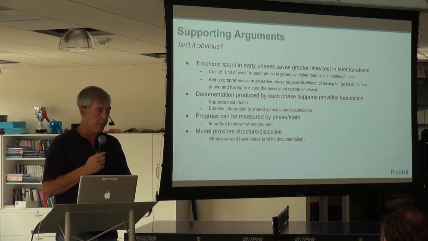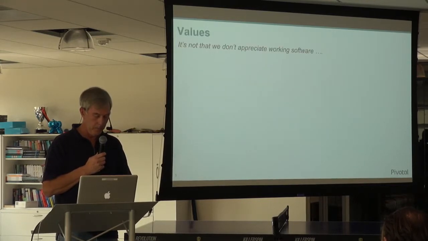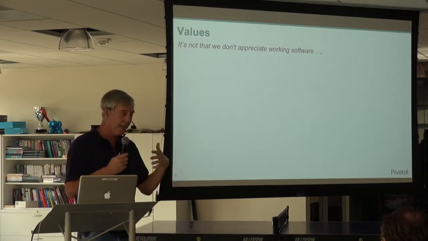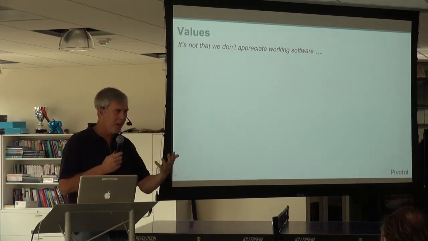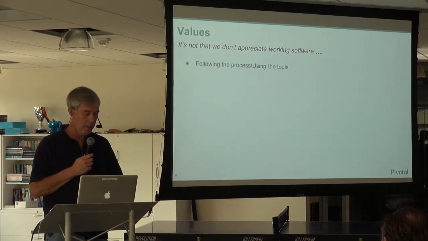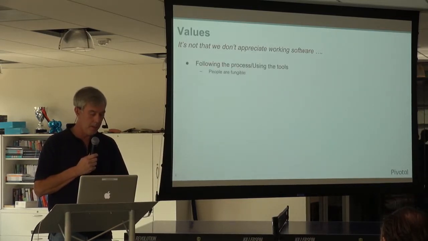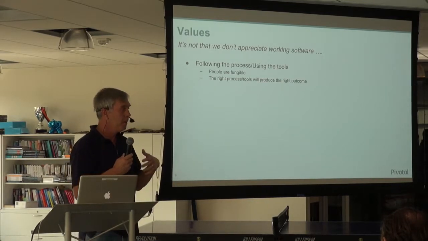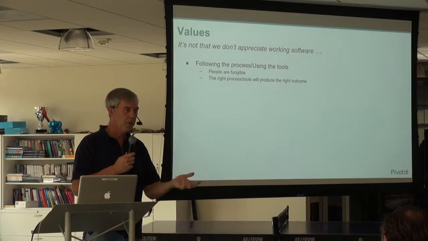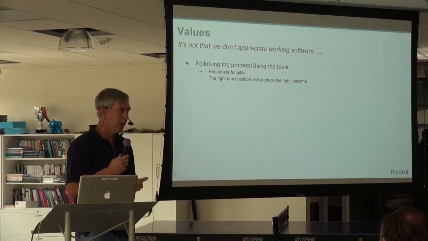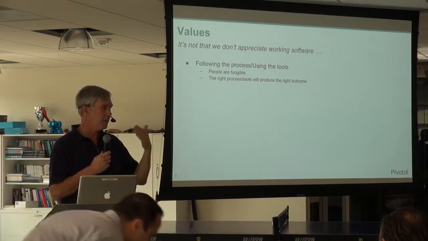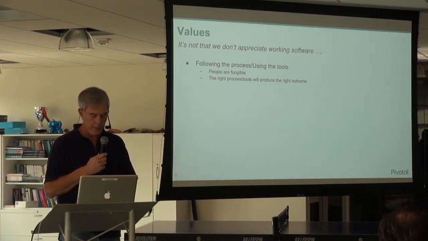And of course, we'd have no documentation, and that would be terrible. So this really is a set of values, I think. And it's not that we don't appreciate working software, but if you follow the process and use the tools, then you'll produce the right results. People are fungible. We really have to focus on the process and the tools. So again, this is process, documentation, plans. That's a key part of this culture.